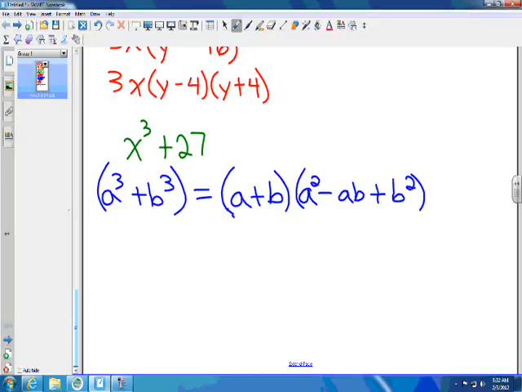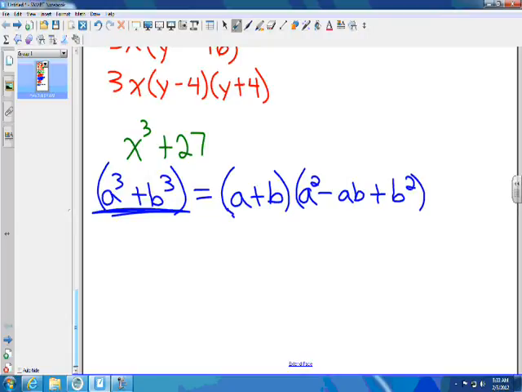So why is the middle one minus? It's just a pattern. So it's going to be minus every time. Yes, with sum of cubes, which we got here, it's always minus plus. Just remember that. So it's minus plus. If it's difference of cubes, then they're both plus.